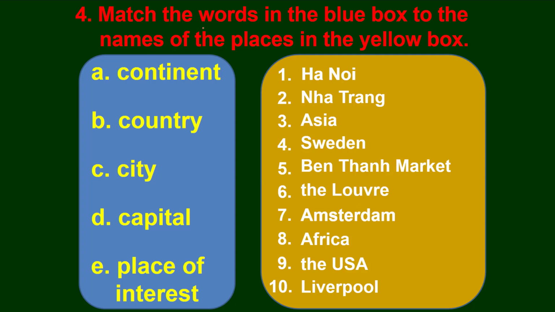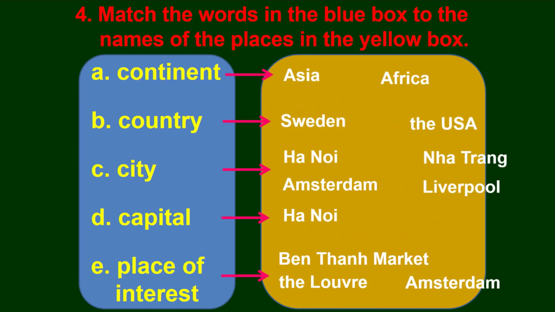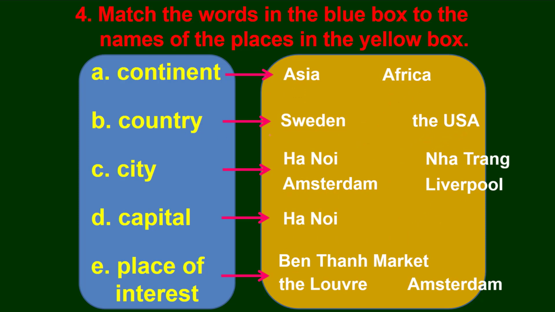Now exercise 4. Match the words in the blue box to the names of the places in the yellow box. Okay, so as you see here, there are some countries or cities, capital cities, and also places of interest and continents, and we'll match them. Which one is continent? For example, the continents are Asia, Africa. Country, Sweden, the USA. City, Hanoi, Amsterdam and Liverpool. The capital is Hanoi of Vietnam. And places of interest, Ben Thanh Market and the Louvre.